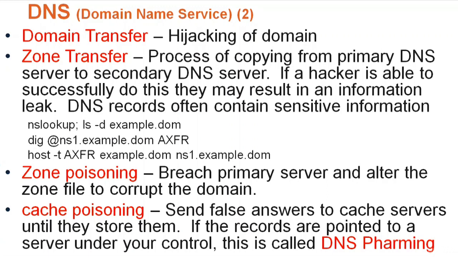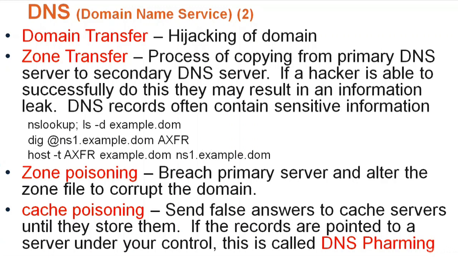You want to periodically check it, and as part of your security assessments when you're out doing penetration tests, make sure that you're looking at the DNS information and validating what it is. Print it out so that the owner or the person responsible for soliciting the test has this information in the future. If something goes wrong, they can query the DNS server and make sure it matches what you gave them when it was working fine. So zone poisoning: you breach a primary and alter the zone files.